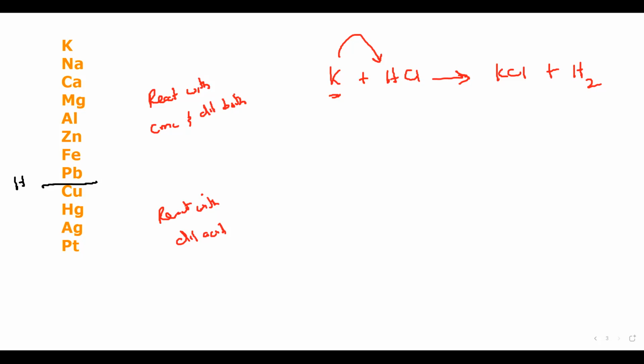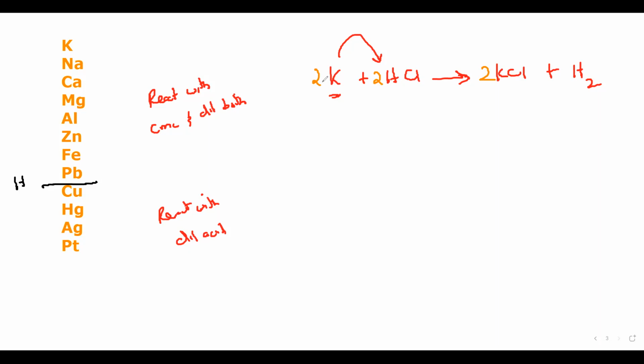Then we have to balance the equation. There are two hydrogen on the right hand side, so we put 2. Hydrogen is balanced. 2 chlorine on the left hand side, so we put 2. Chlorine is also balanced. 2 potassium on the right hand side, so we put 2. Potassium is also balanced. So this equation is balanced in terms of hydrogen, chlorine, and potassium.